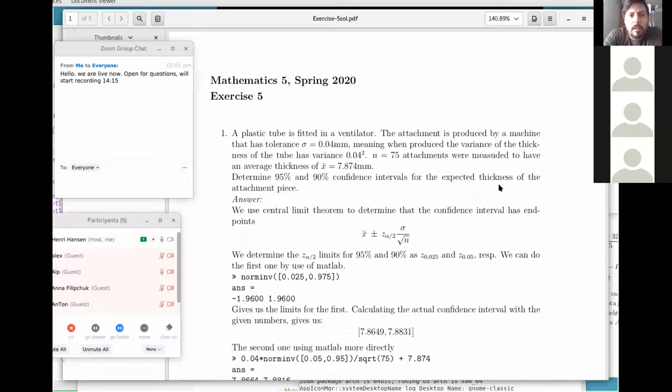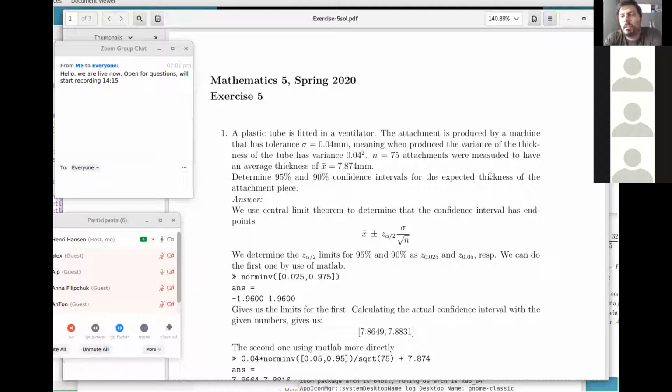All right. So the first question of this week's exercise was a fitting theme. We have a plastic tube fitted in a ventilator, and the attachment is produced by a machine that has tolerance of sigma equals 0.04 millimeters, meaning that the variance of the thickness of the tube is, well, there's a weird wording here. The variance of the thickness of the tube is 0.04 to the power of 2 of those. So this is the standard deviation of the tolerance.